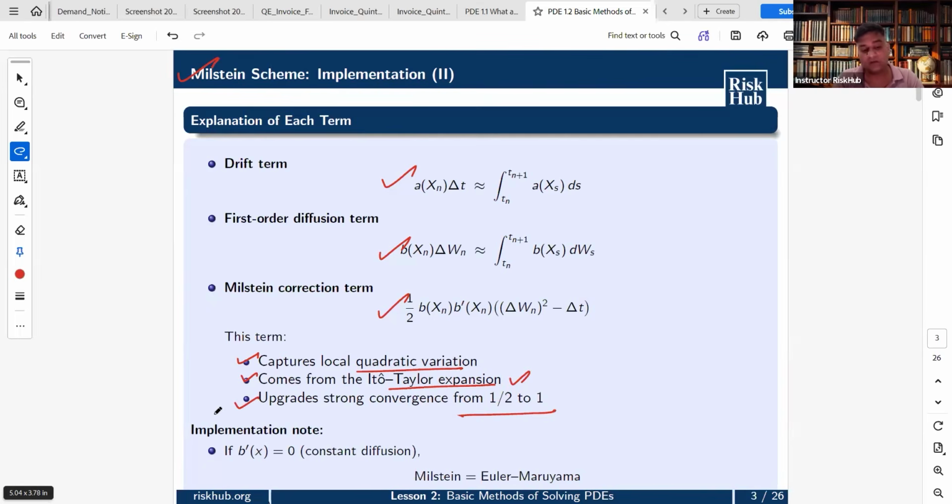If the model is the CIR model, the diffusion is sigma under root r, b'(x) is not 0, so Milstein can improve path accuracy. The key takeaway is that if b'(x) is equal to 0, Milstein equals Euler-Maruyama. So Milstein is most useful when volatility is state dependent. Okay. And in the implementation note, if b'(x) is equal to 0, constant diffusion, Milstein is equal to Euler-Maruyama, right?